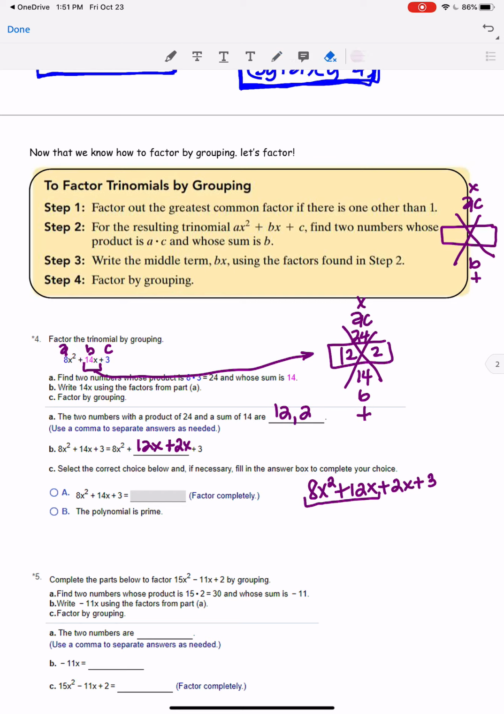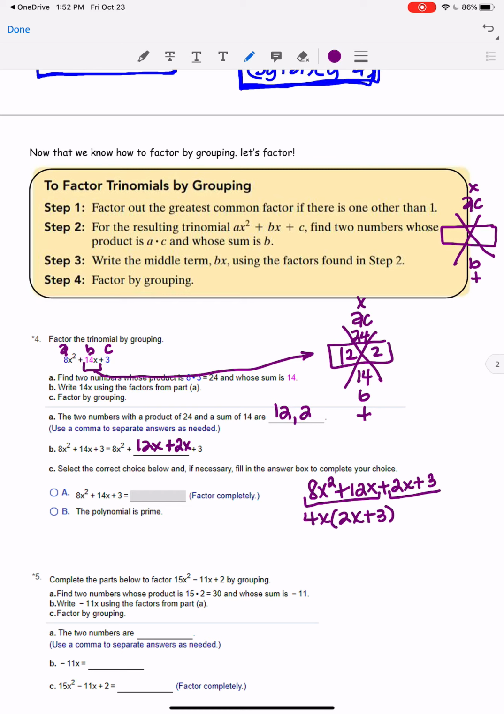What is my GCF in this first grouping? 8 and 12 are both divisible by 4. We have an x squared and an x, so I'm also taking out an x. So 8 divided by 4 is 2. X squared divided by x is x. 12x divided by 4 is 3, and the x's cancel.